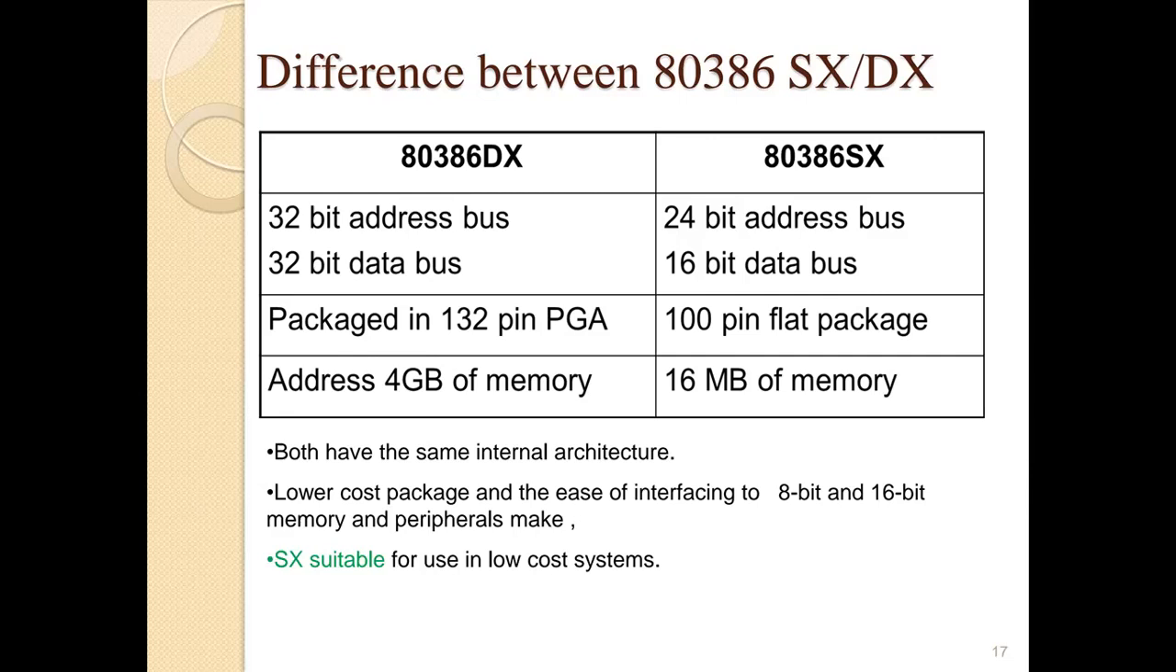The 80386 comes in a 132-pin PGA package, whereas the 80386SX comes in a 100-pin flat package. The 80386 supports 4 GB of memory, whereas the 80386SX supports 16 MB of memory.